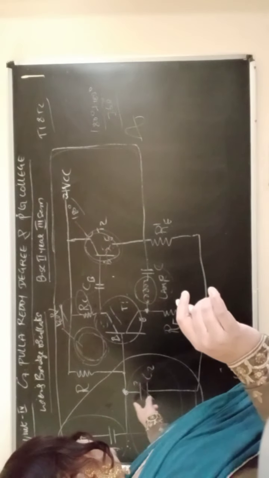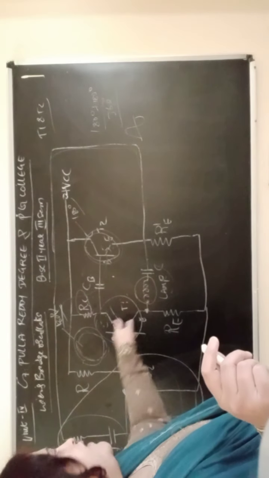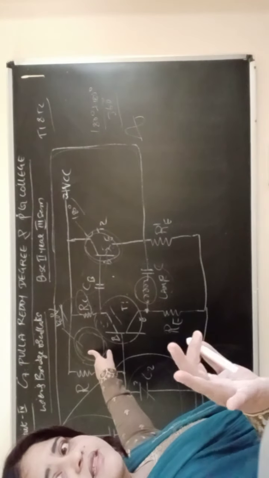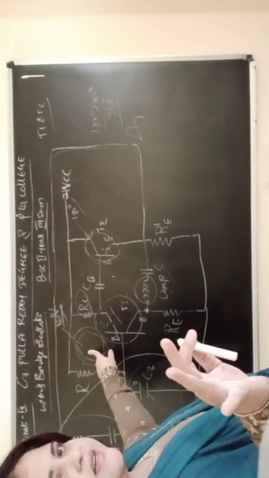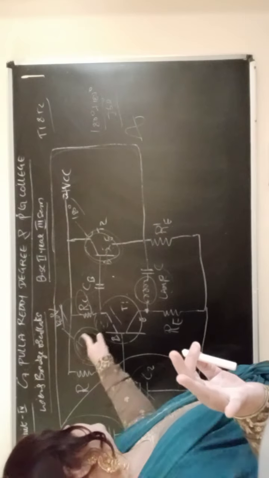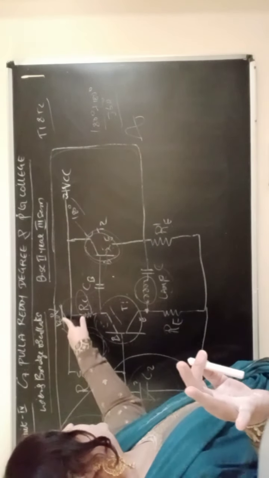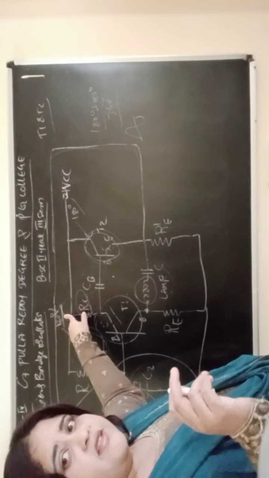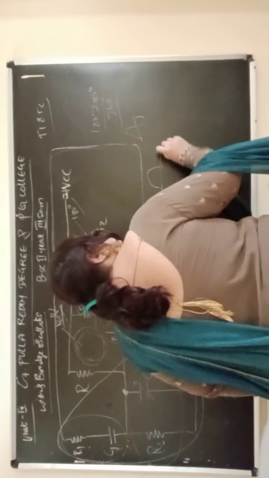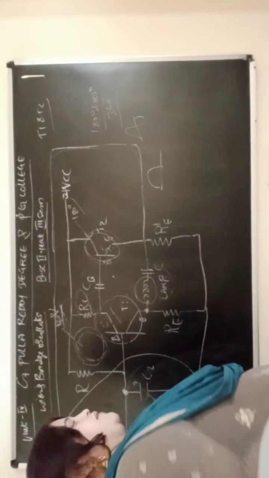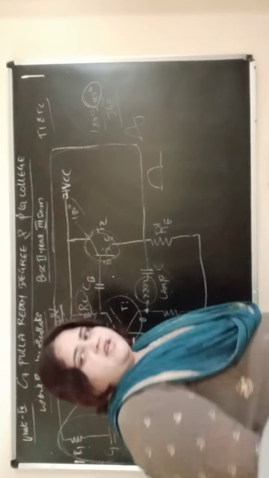Operation, listen carefully. The input applied with the help of the Wien bridge to transistor T1 will be amplified in the RC circuit. RC stands for what? Collector resistance. After amplification, it will get a 180 degree phase shift with T1. But it needs another 180 degrees to get sustained oscillation.